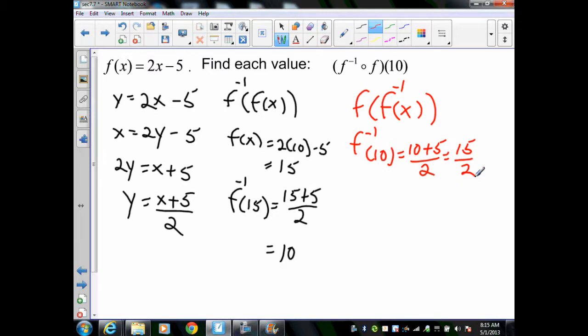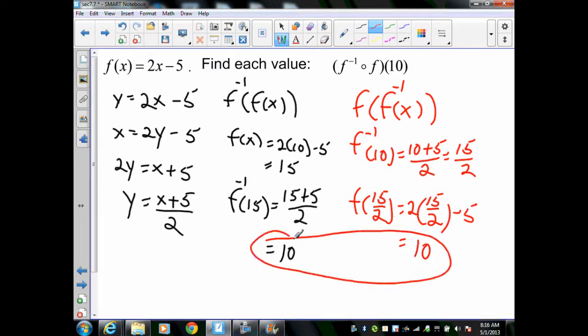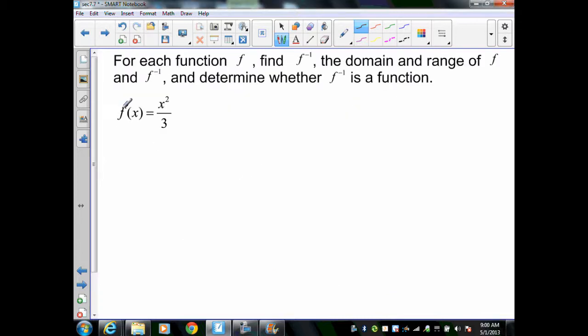I'm going to use that element in the function, so f of 15 halves would equal 2 times 15 halves minus 5. And when I simplify, the 2's cancel, I'm left with 15 minus 5, which is 10. And notice, I end up with the same value. In other words, x.